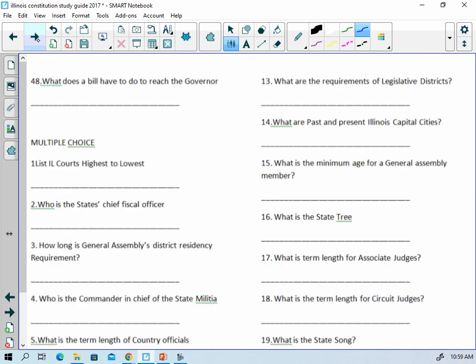Couple more. What does a bill have to do to reach the governor? It has to pass what? Pass both houses of the General Assembly.